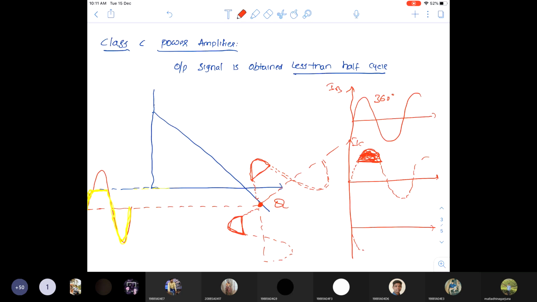And if a phase angle is there, again only this portion is processed. So now what is the conduction angle? It is less than 180, so you can say 90 degrees and 90 degrees. The conduction angle is 90 degrees. This is the class C power amplifier.